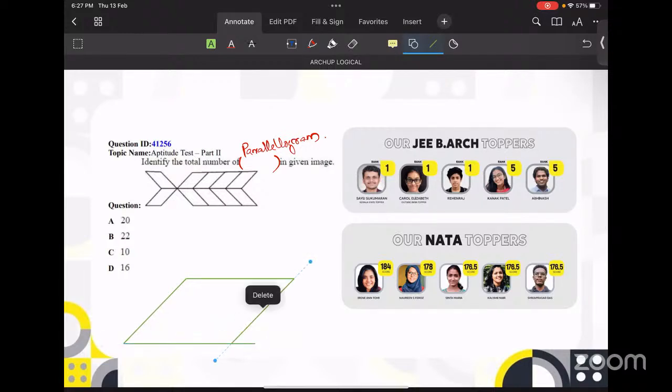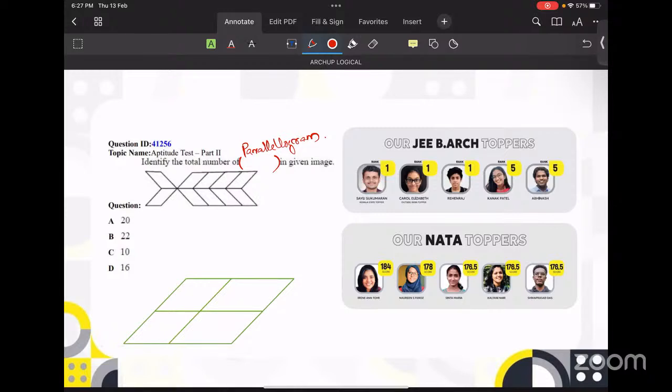See here, the option is very much helpful. When I take this question without options, I find many of my students go wrong. So, number of parallelograms in this figure. Number of parallelograms. Very easy to find.